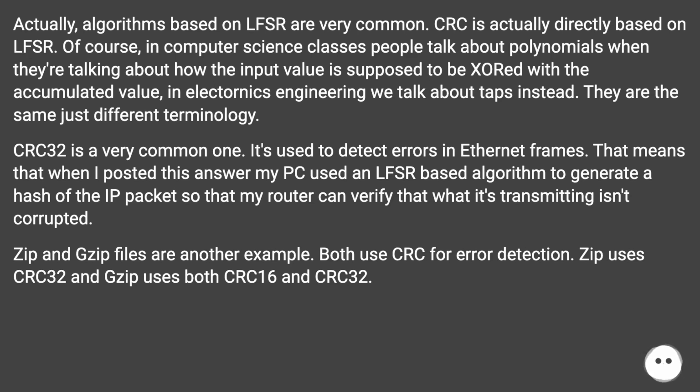CRC32 is a very common one. It's used to detect errors in Ethernet frames. That means that when I posted this answer, my PC used an LFSR-based algorithm to generate a hash of the IP packet so that my router can verify that what it's transmitting isn't corrupted. ZIP and XZ files are another example. Both use CRC for error detection. ZIP uses CRC32 and XZ uses both CRC32 and CRC64.